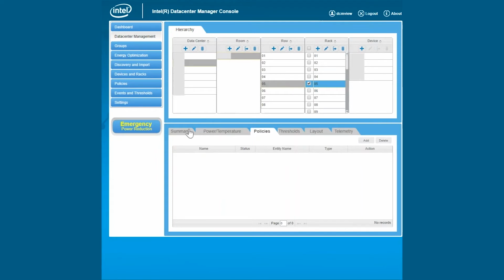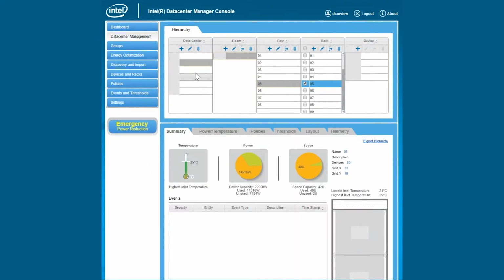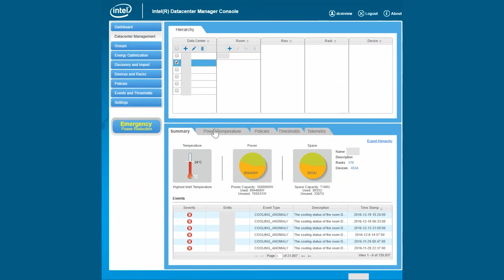Now, I can even go upstream to the full data center level. And now we see some interesting data. So first of all, this specific data center that I'm standing on is a data center that is equipped with 170 racks, with 4,500 devices. And the real-time power consumption for this data center is almost 900 kilowatts, so 894 kilowatts. And we are using about 2/3 of the power capacity of the room. So the full power capacity of the room is 1.6 megawatts, and we're using about 900 kilowatts of that.